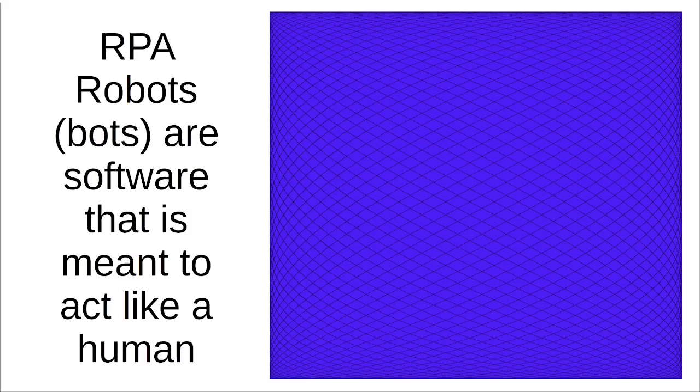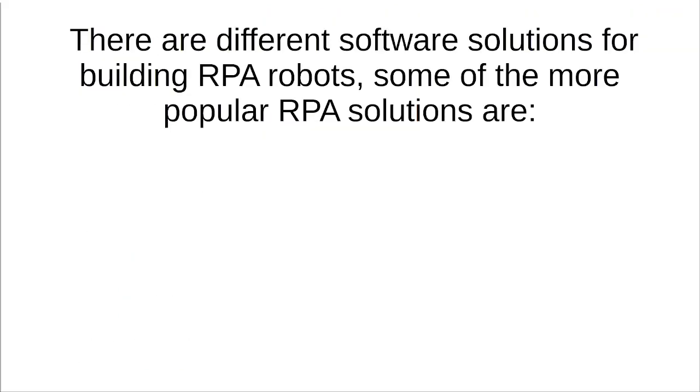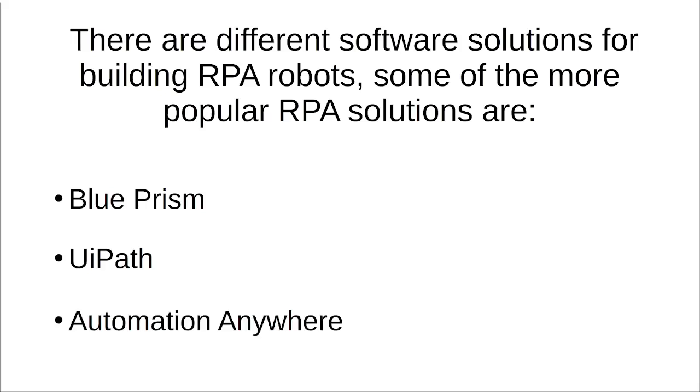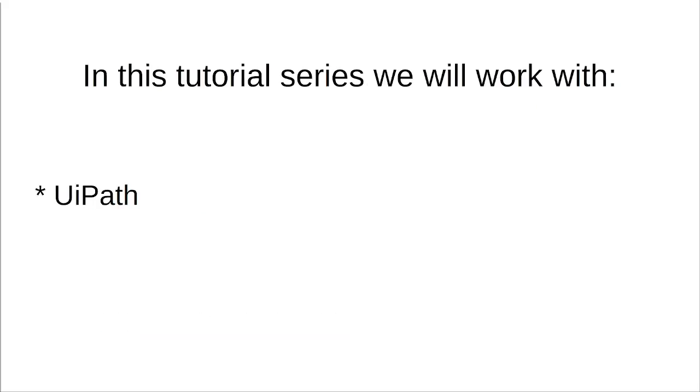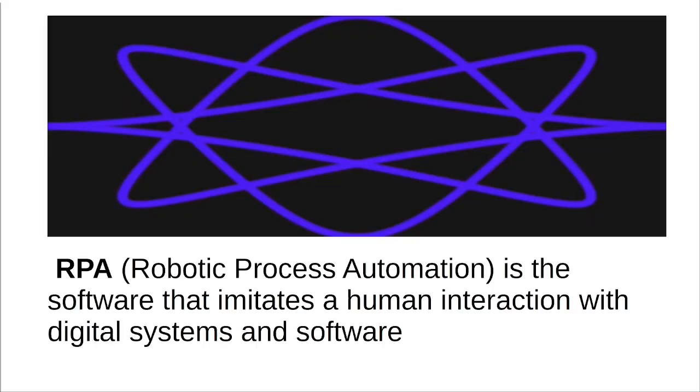Before I get to that example, I want to talk about the different software solutions for building RPA robots. Some of the more popular RPA solutions are Blue Prism, UiPath, and Automation Anywhere. In this tutorial series, we will only be working with UiPath. In short, when we are talking about RPA, Robotic Process Automation in general, we are talking about software that imitates human interaction with digital systems and software.